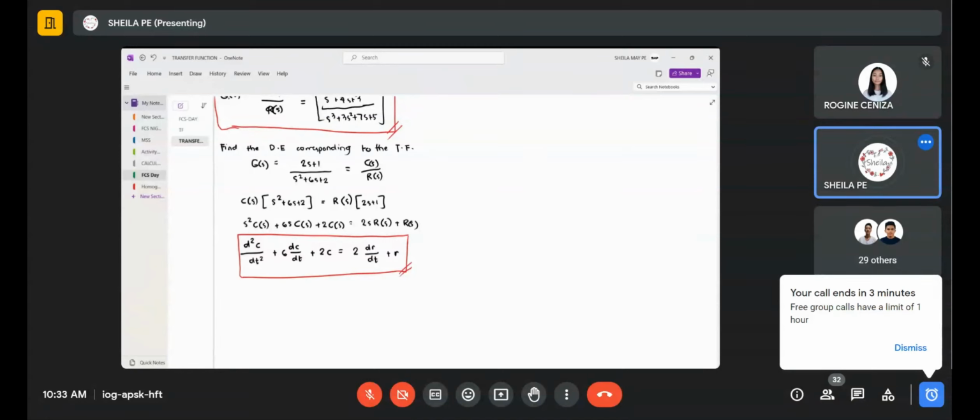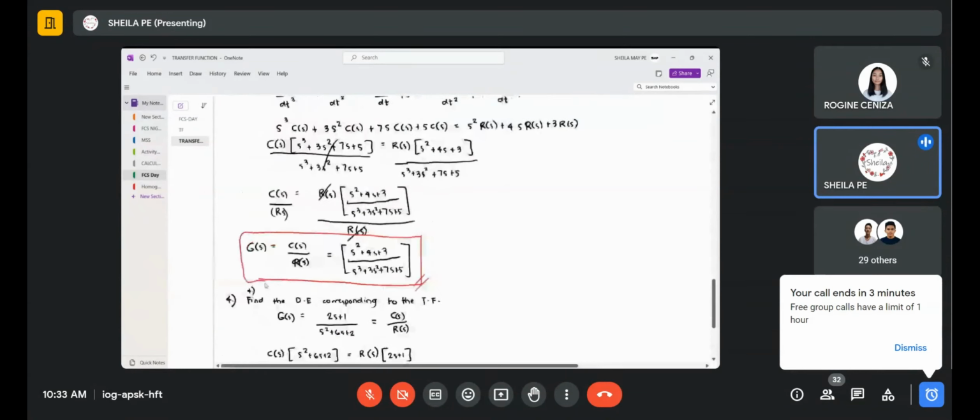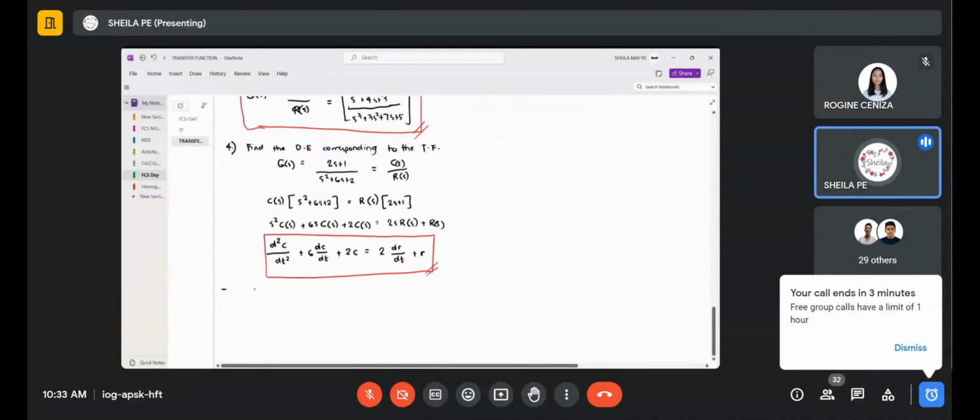Okay, so for another example, number 5, we need to find the ramp response for a system whose transfer function is s over s plus 4 times s plus 8.